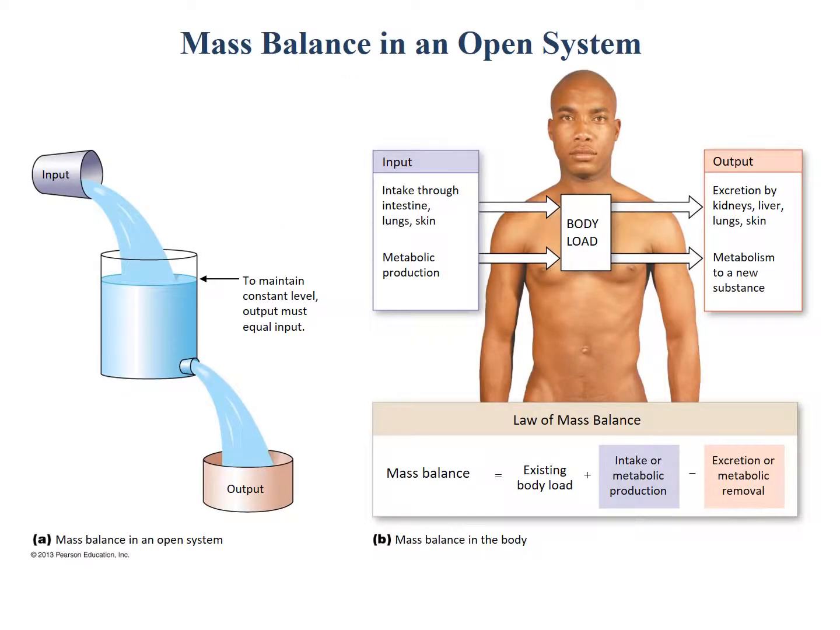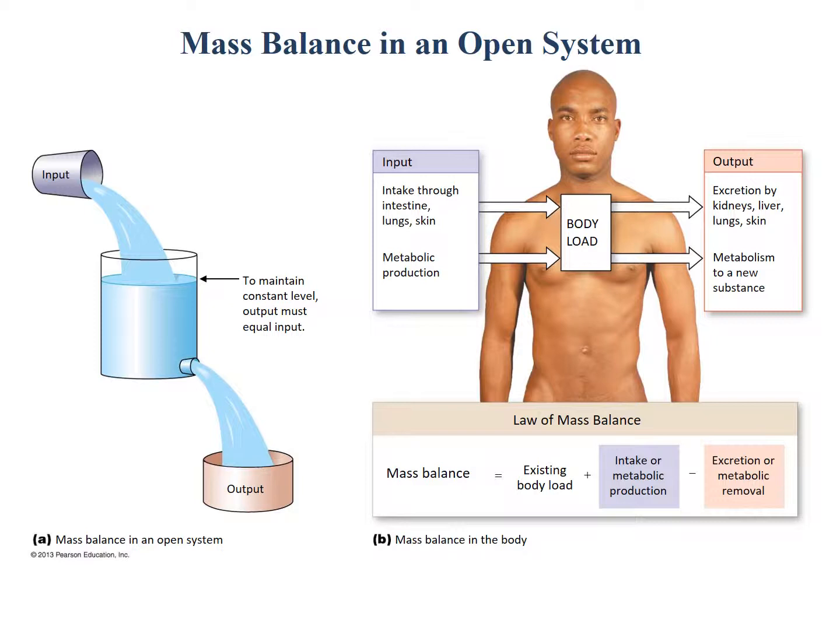When we look at homeostasis, we're looking at first a general concept called mass balance in an open system. Here we can actually see that we have a current body load in the center. We have an input and we have an output. Input is going to be any sort of intake of, for example, in this case, fluid through the intestine, lungs, and skin. We also get some through metabolic production. This is going to go into our current body load. We have an output that is going to be created from excretion or metabolism of new substance. So bringing things in to our current load and pushing things out.